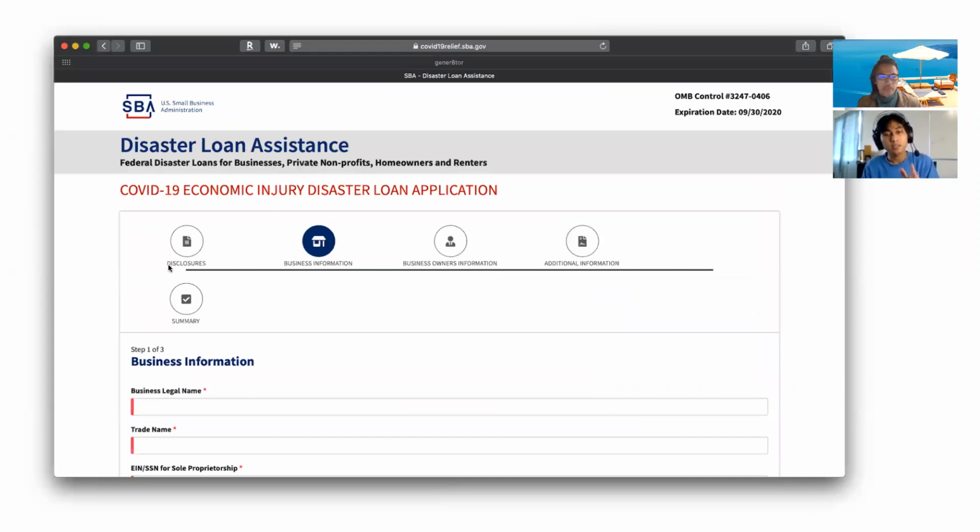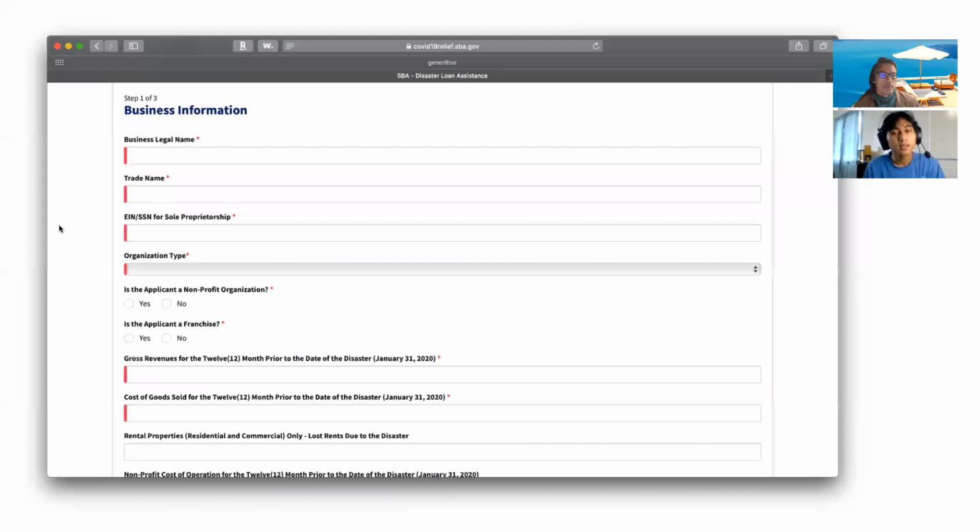Move forward. Okay, so it's going to ask you very simple information about the business. It's going to ask for the EIN, or the SSN if you're a sole proprietor. Scroll down. It's going to ask if you're a nonprofit or not. It's also going to ask for the gross revenue 12 months prior to the disaster. Now, what they're putting for the disaster is before January 31st. So what they're actually asking is 2019.